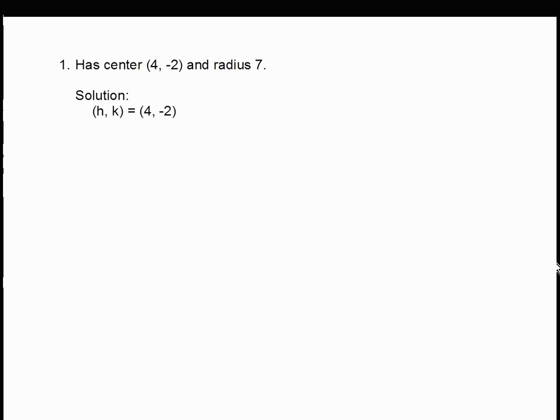So my (h, k) is (4, -2). My r is 7. Remember, it's (x - h)² + (y - k)² = r². Don't put minus minus. Remember, minus minus is plus. And please don't put 7². 7² is 49. Do the math. Don't square this out. Don't square this out. Remember, standard form doesn't square it out. And also, it's extra work. I mean, why would you want to do that?